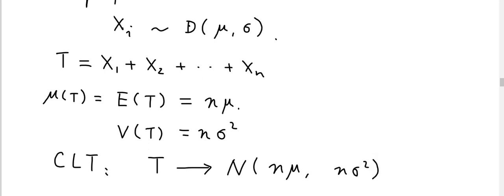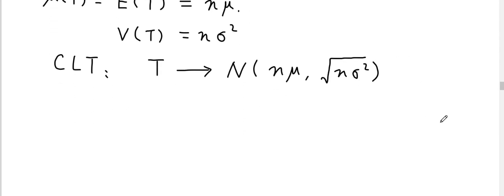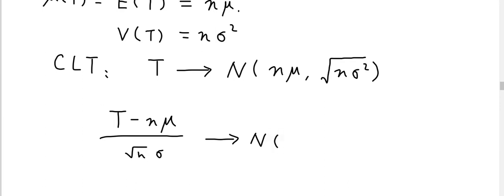But for the normal distribution, we usually focus on the standard deviation, right? So we say T follows this normal. So we put it as the standard normal: we have T minus its mean, divided by its standard deviation. This will be close to the standard normal, right? So it becomes standard normal.